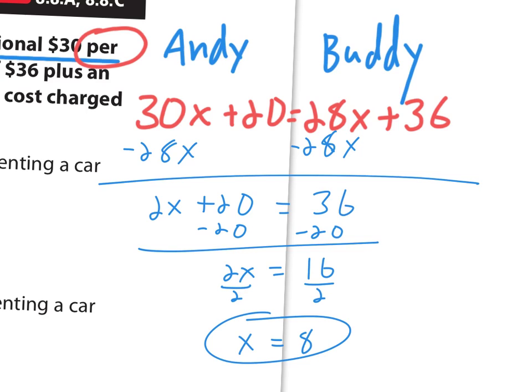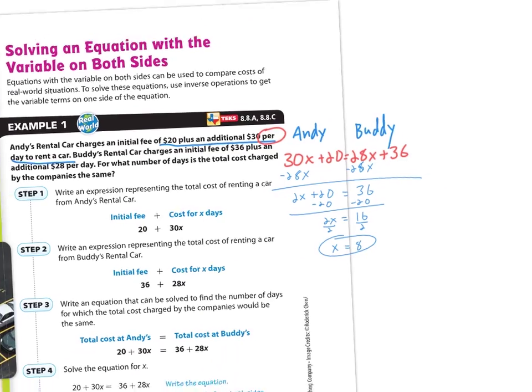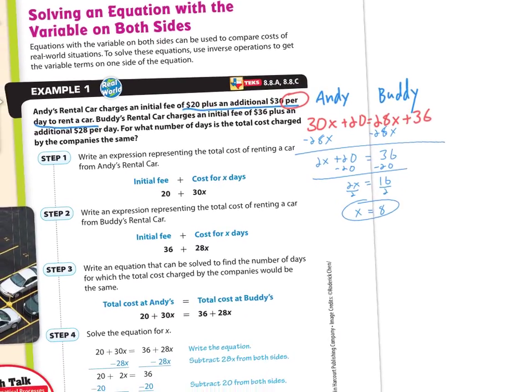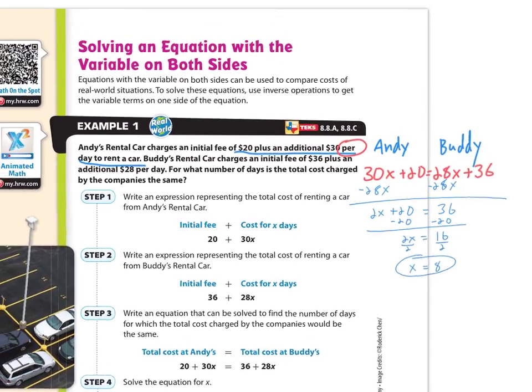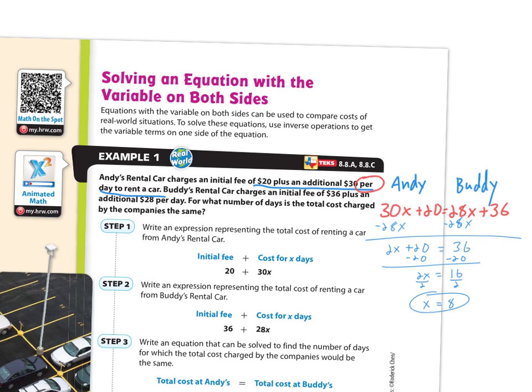You could go back up there, plug the 8 in for x, and check your answer. You could also plug in the left side of your calculator, the right side of your calculator, and see where they cross. All right? And that, boys and girls, is the rundown on solving equations with the variable on both sides.